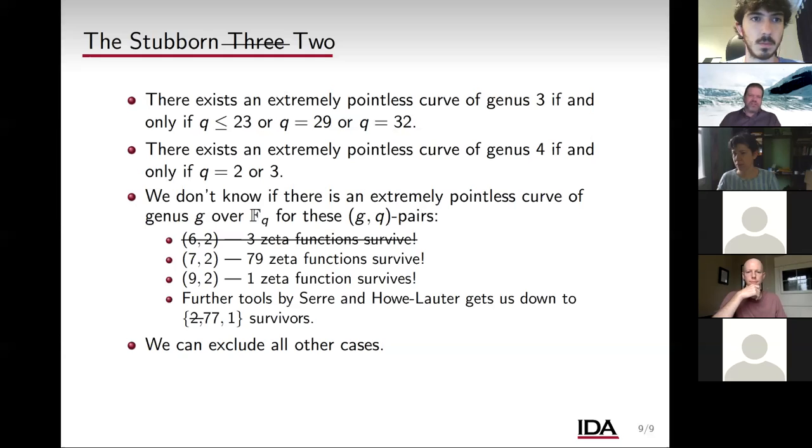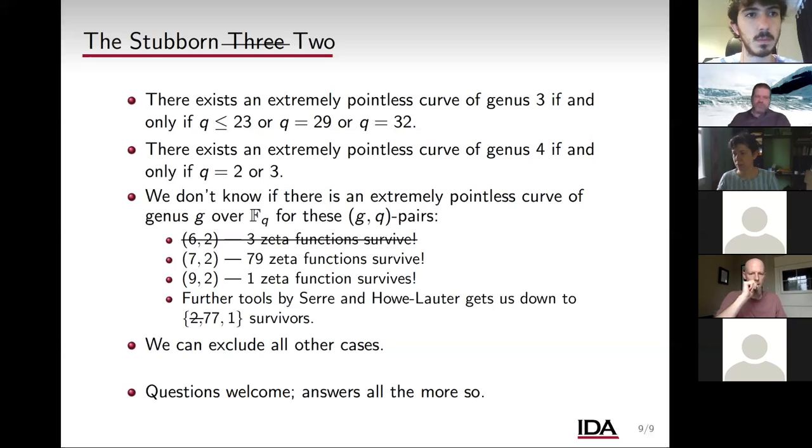So at this point, I will stop. I will ask for questions, or in particular, if someone wants to suggest a straightforward technique for handling the genus 7 and genus 9 cases, I'm all ears.